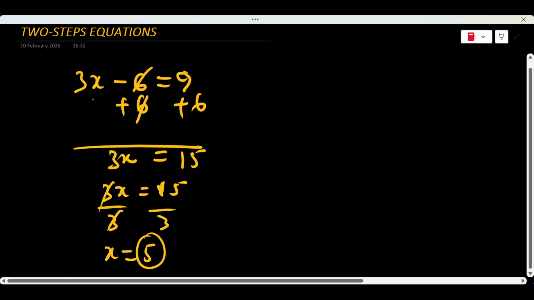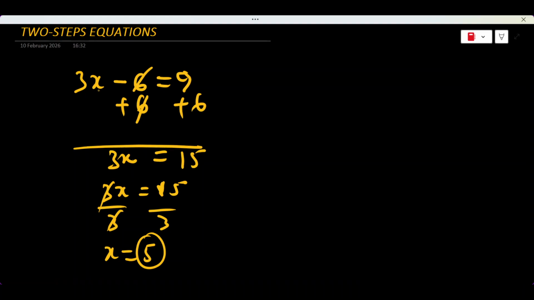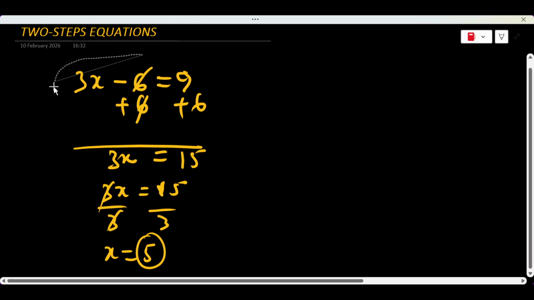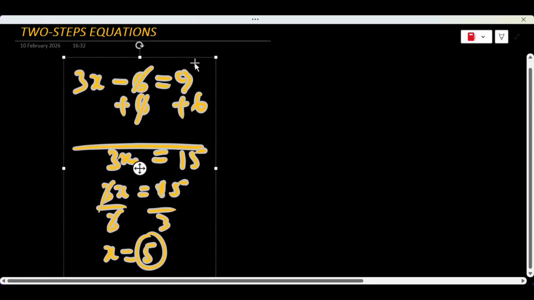And if you put 5 into the equation, 3 times 5 is 15. 15 minus 6 is 9. I hope that is clear. All right, so let's look at our next example.